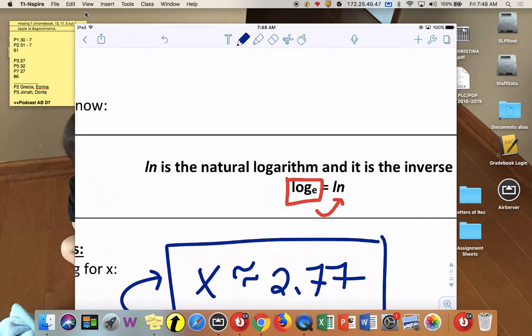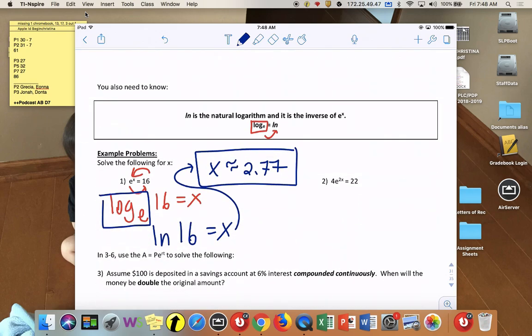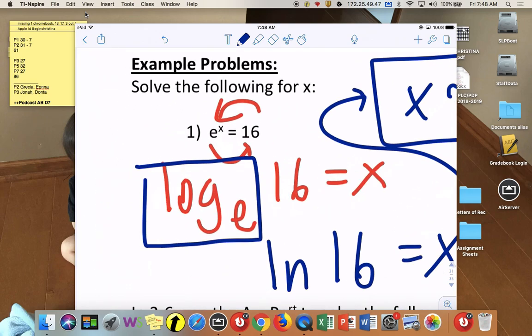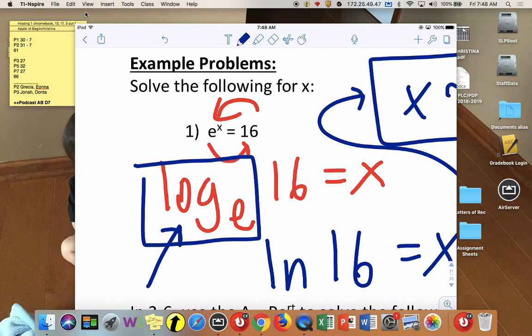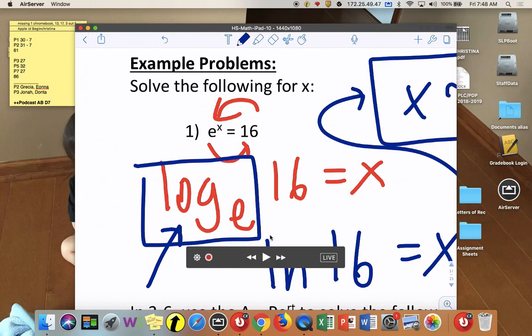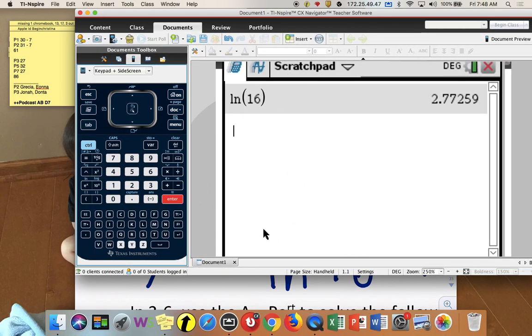Okay, so the only new part here is when you have log base e, you're going to use the natural log to solve. It's the only difference. And if you forget, you can actually type log base e of 16 into your calculator. So if you do forget that, I'll show you. I could have done log base e, and e is right here. And if it's just e, it's e to the first power, of 16. And we get the same answer, just faster to do ln.